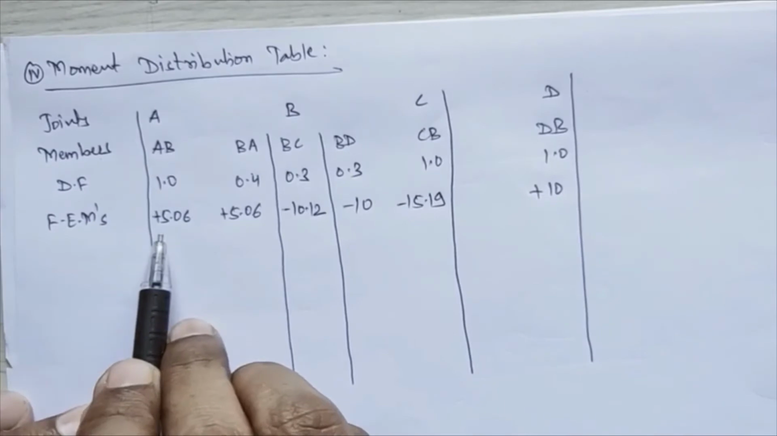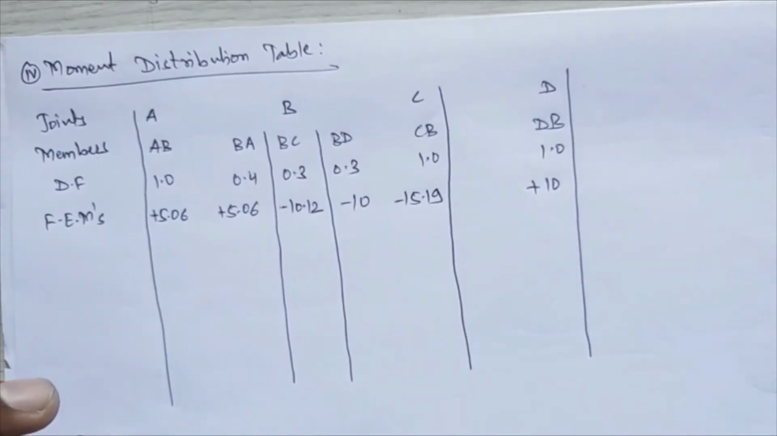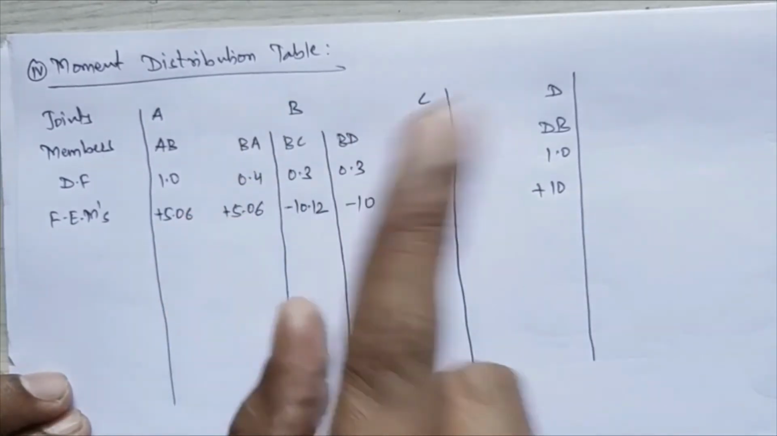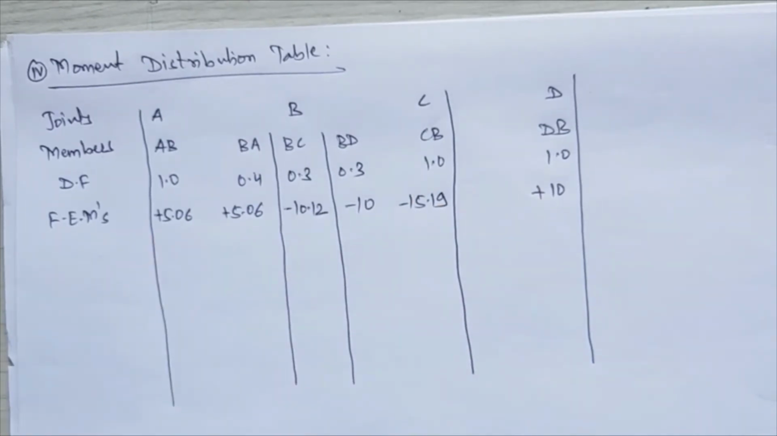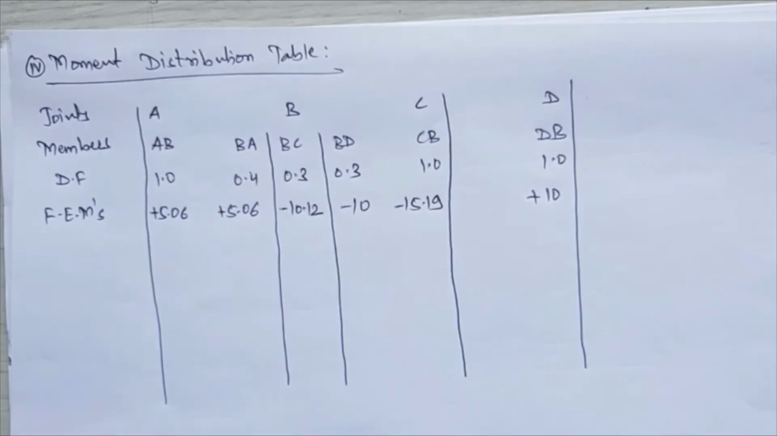So write all these values very properly, because while writing this table, if members increase at any joint, your confusion increases. So while writing this, check your values very properly, whether you are writing the correct value for the correct member or not. Okay, now we'll solve this distribution table.